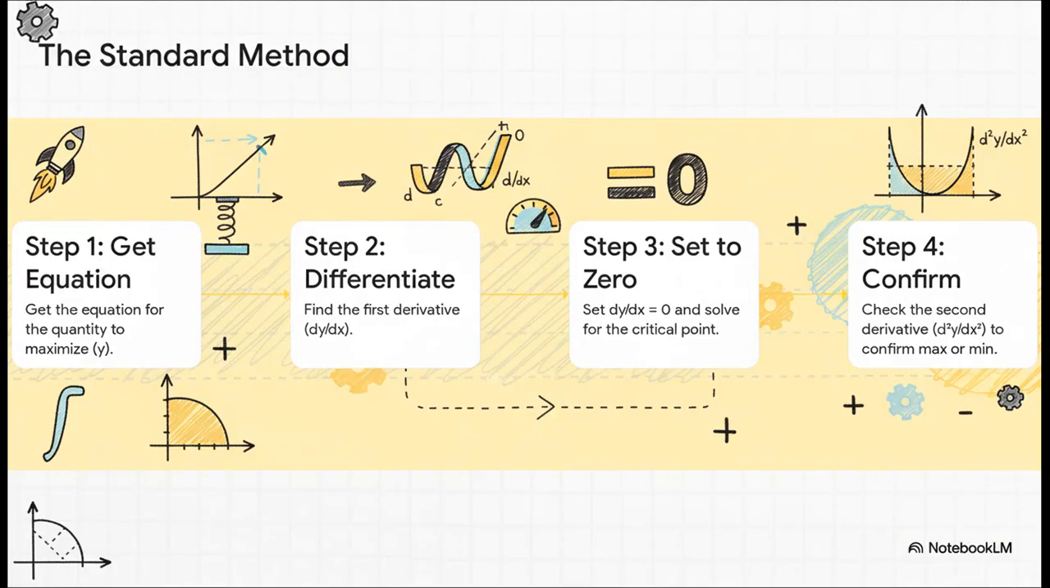So here's the basic idea, and it's actually pretty clever. At the very, very top of a curve, at its peak, the slope is perfectly flat, right? It's 0. So what we do is we use our rate detector to find the slope. We set that slope equal to 0, and then we solve. That tells us exactly where the peak is.